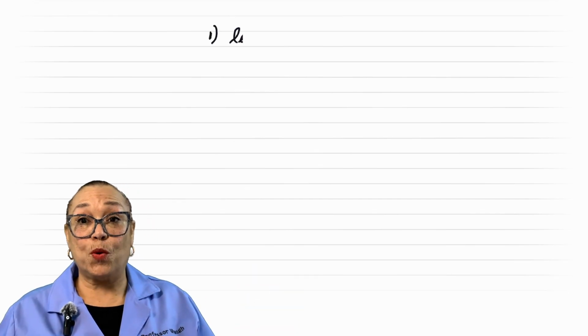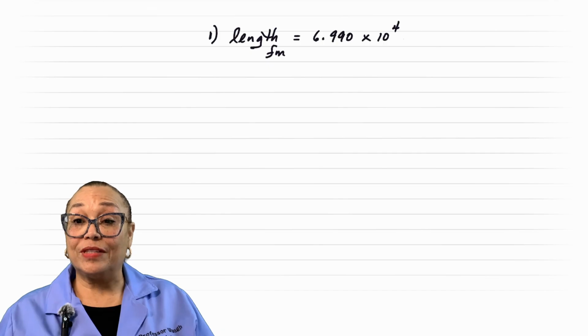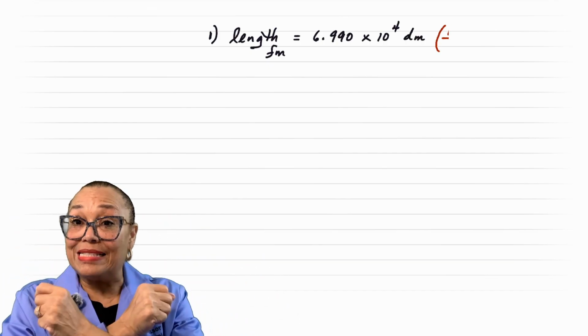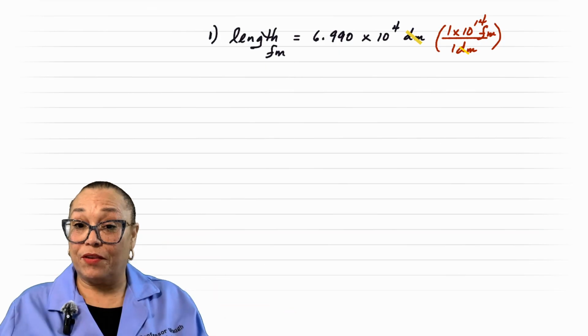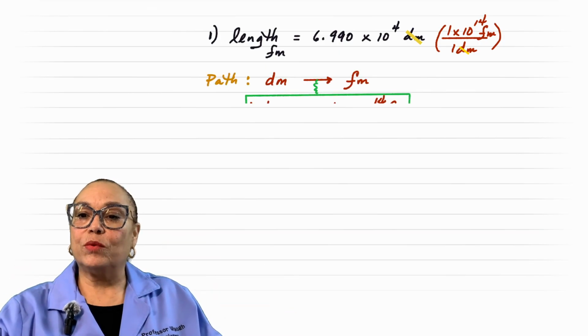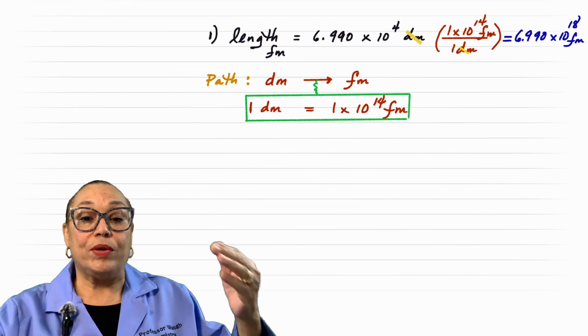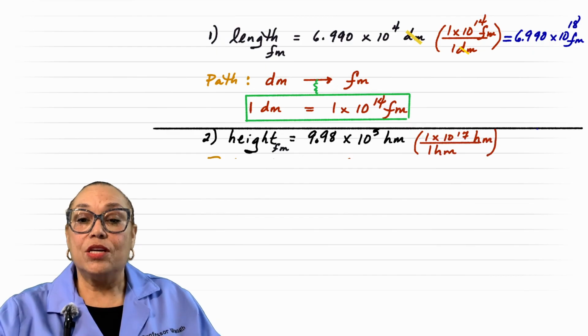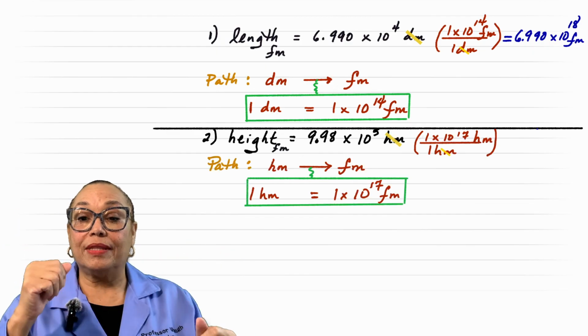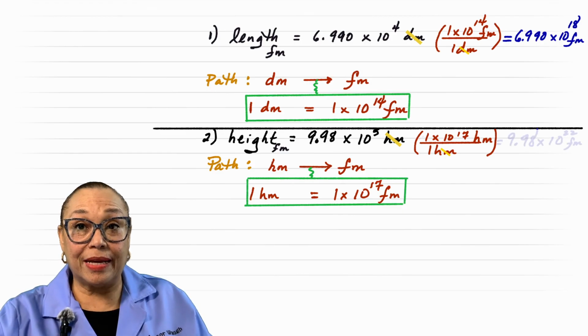All right now, so I'm doing all of that for you here. Remember, boom, you've got to cancel out your units. So you'll see that if you start off with the length being 6.990 times 10 to the fourth decimeters, you've got to put the decimeters in the denominator from our definition. So we found the length, which ends up being 6.990 times 10 to the 18th femtometers. We did the same thing with the height. So then don't forget, boom, cancel out the hectometers, and we end with 9.98 times 10 to the 22nd femtometers.